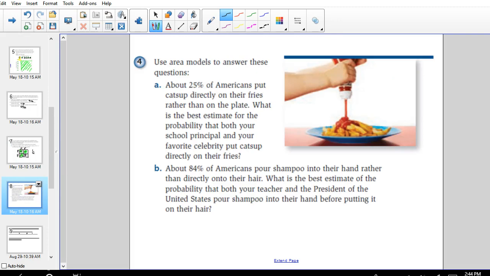Okay, let's look at this next one because it's a little bit different. For A, about 25% of Americans put ketchup directly on their fries rather than on the plate. What is the best estimate of the probability that both your school principal and your favorite celebrity put ketchup directly on their fries? So assuming that your school principal, Mr. Hall, has nothing to do with your favorite celebrity here, these are independent events.